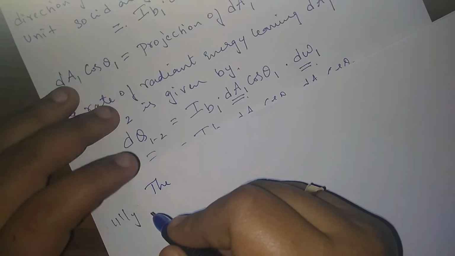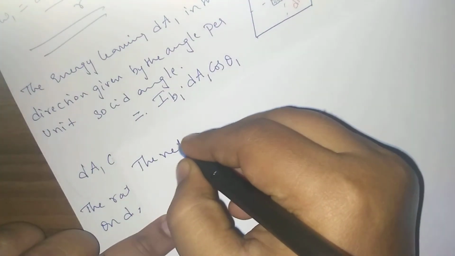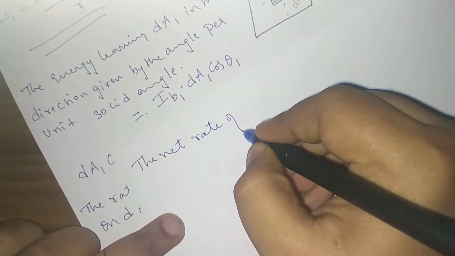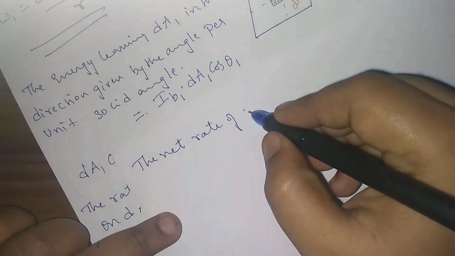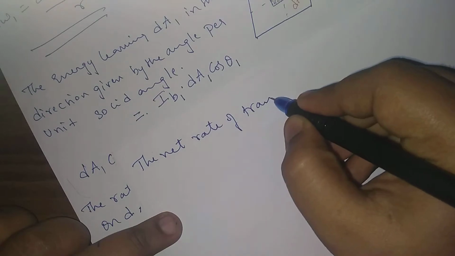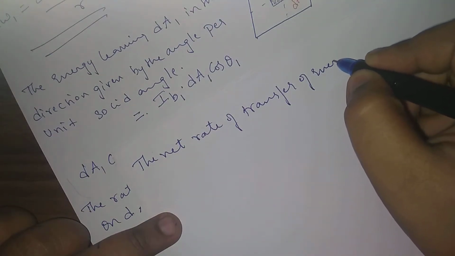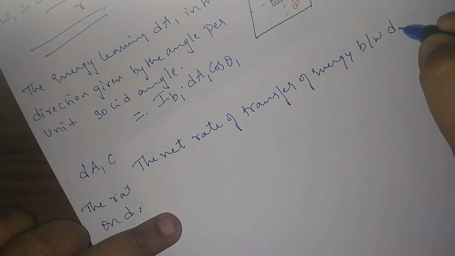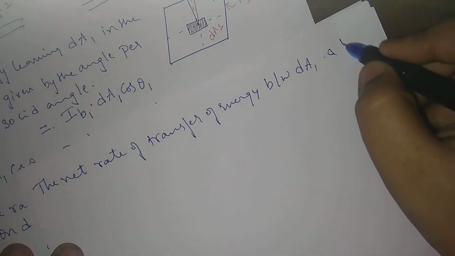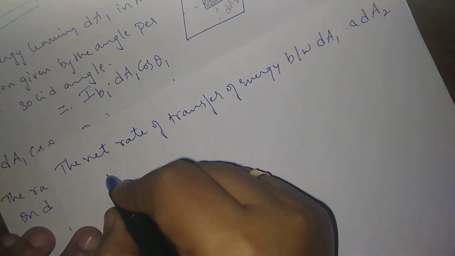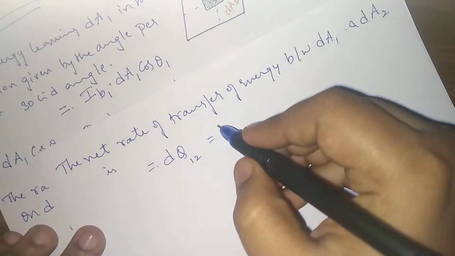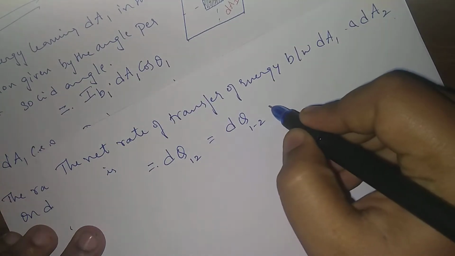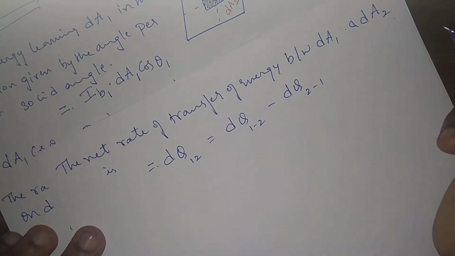So I'll write it here on the next page. The net rate of heat transfer, the net rate of transfer of energy between dA1 and dA2 is, what is that? dQ12 is equal to what? dQ1to2 minus dQ2to1. Yes or no?